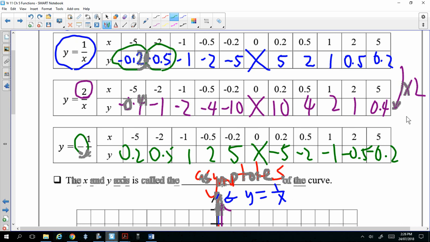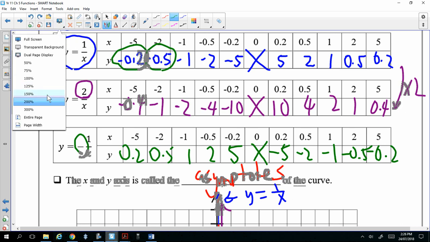Okay, have a try to draw it. Again, using a different color pen so you won't get mixed up with these two graphs. Okay, good. All done.